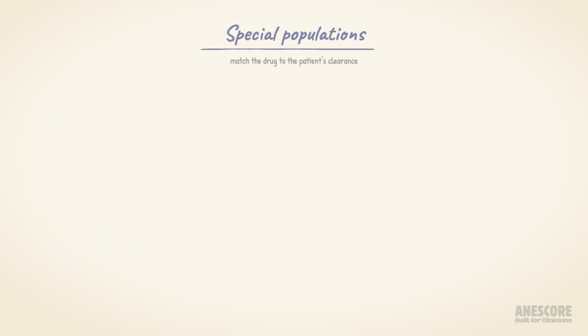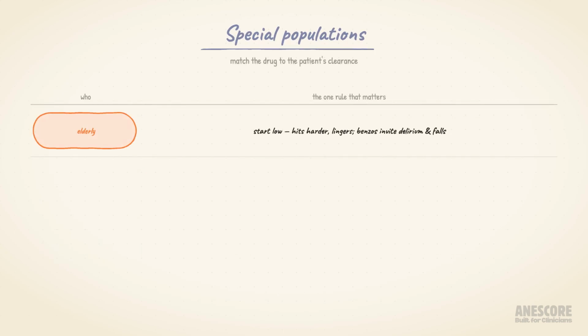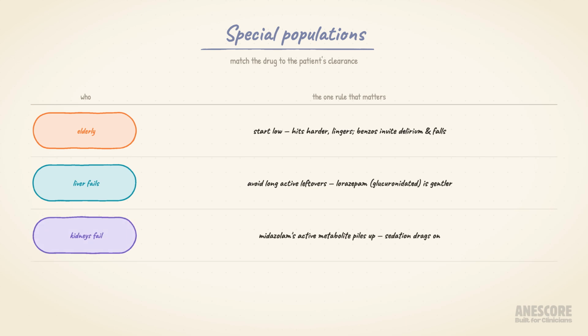The patient's individual characteristics matter. In elderly patients, every sedative hits harder and lingers longer, and benzodiazepines especially can increase the risk of delirium and falls, so start low. When the liver is failing, avoid drugs with long-active leftovers. A glucuronidated benzodiazepine like lorazepam is gentler. When the kidneys fail, remember midazolam's active metabolite can accumulate, so sedation drags on. And in pregnancy, benzodiazepines near delivery can leave a floppy, sleepy baby, while ketamine is often the kinder choice. Match the drug to the patient's clearance, not just the label.